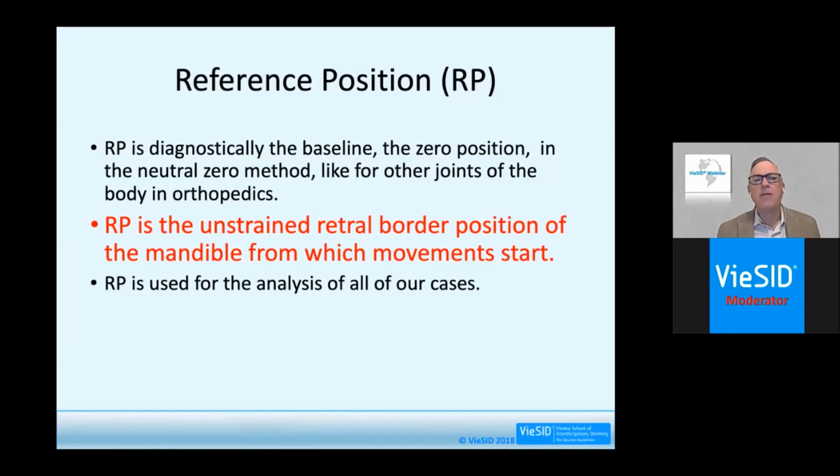To summarize, a reference position is diagnostically the baseline, or the zero position in the neutral zero method, like is used for other joints of the body in orthopedic studies. The definition of reference position is the unstrained retroborder position of the mandible from which movements start. Reference position is used for the analysis of all of our cases.